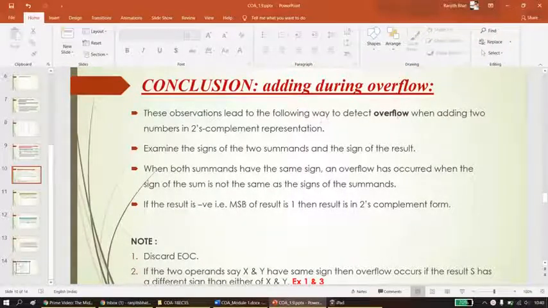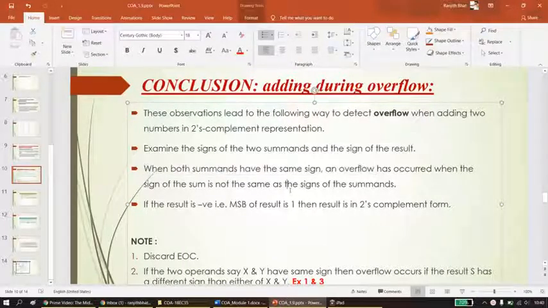The observation leads to the following way to detect an overflow. When adding two numbers in a 2's complement representation, examine the sign of the operands. If the sign of the operands is the same as the result, then the answer is right. Otherwise the answer is expressed in a wrong way.